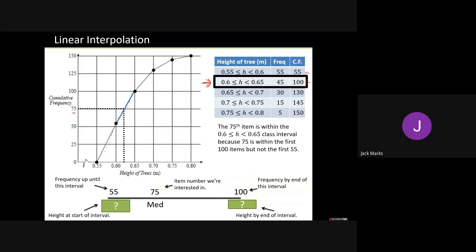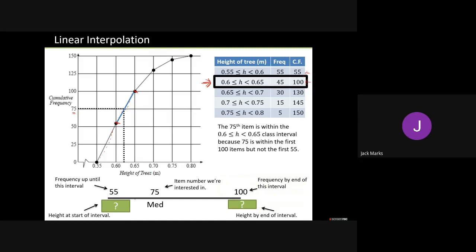So what happens when I'm looking inside this line from here to here? Well, the line starts when you talk about the 55th person, because the first group goes up to 55. So when you're counting onwards, the person straight after, the 56th person, 57, 58, all the way up to 100, they're in this group. So we start counting from 55 in this group. 75 is what I'm interested in, and the end of the group goes up to 100.